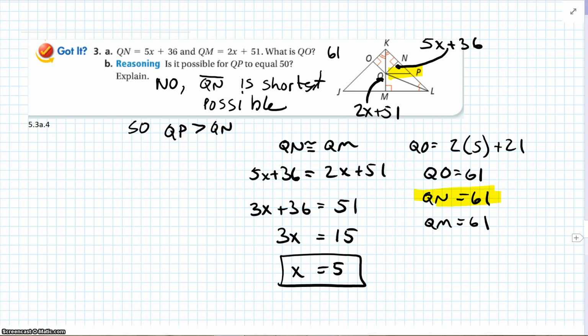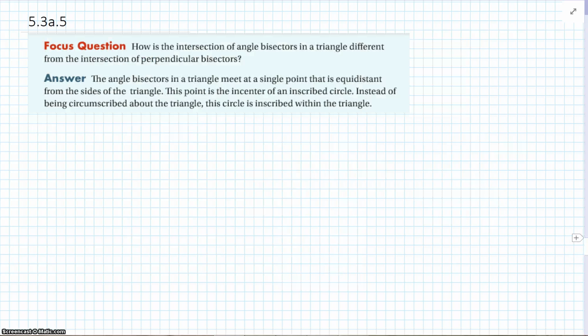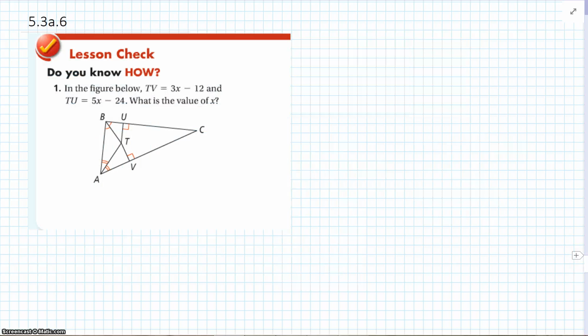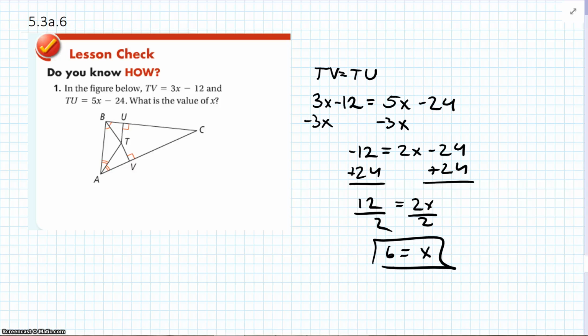Okay, moving on. In the figure below, TV equals 3x minus 12 and TU equals 5x minus 24. Solve this out and pause it here. All right, now that you've checked your work, you can see what we did. We set TV equal to TU, and we got x equals 6.